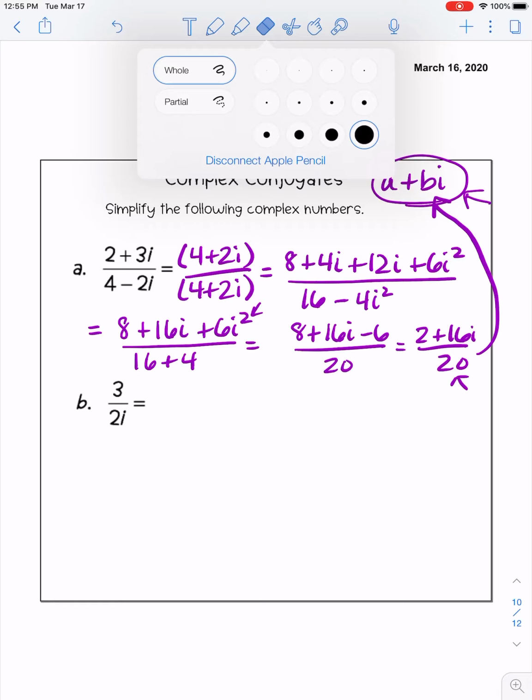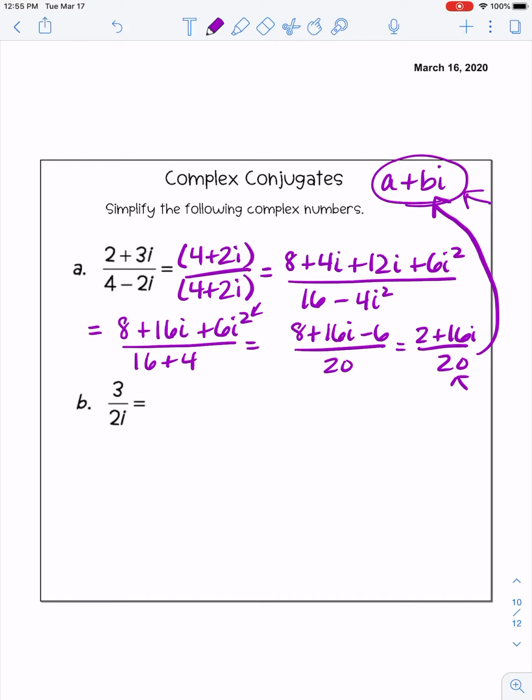Okay, so let's go back here. So my answer is 2 over 20 plus 16 over 20i. And you can simplify that to 1 over 10 plus 4/5 i. Okay? And then clearly this is in the form a plus bi.